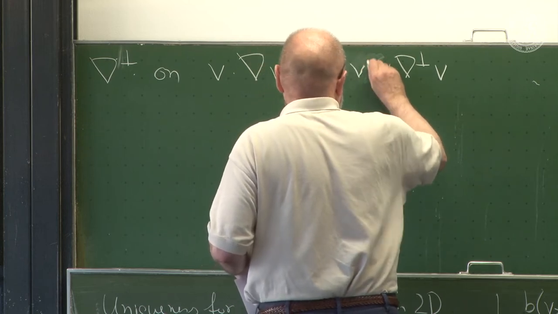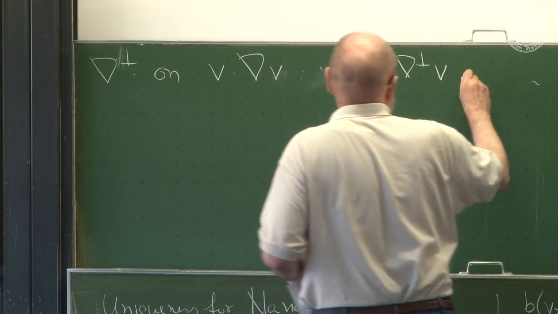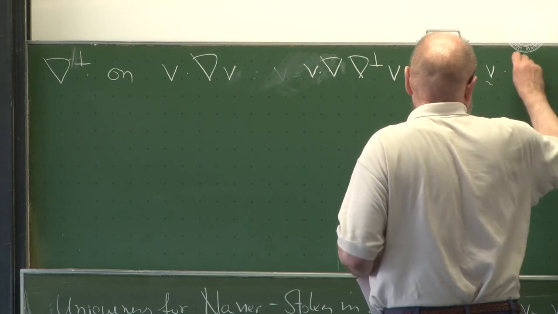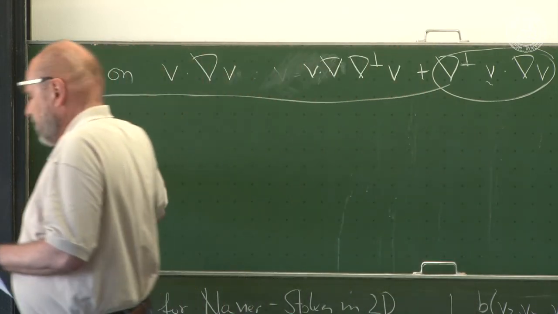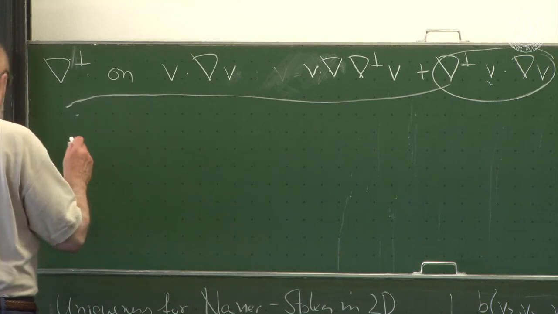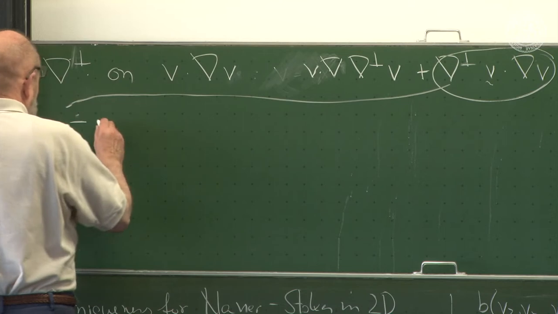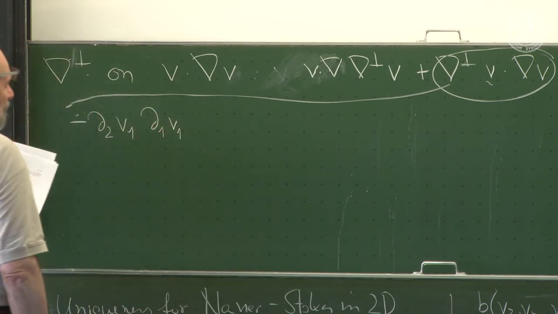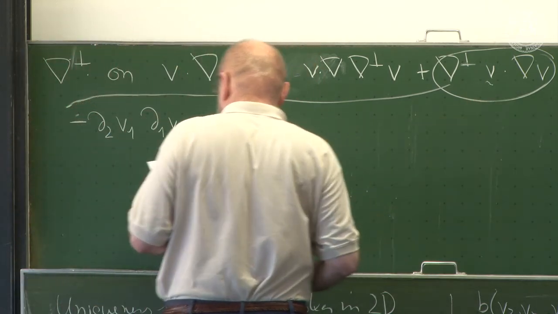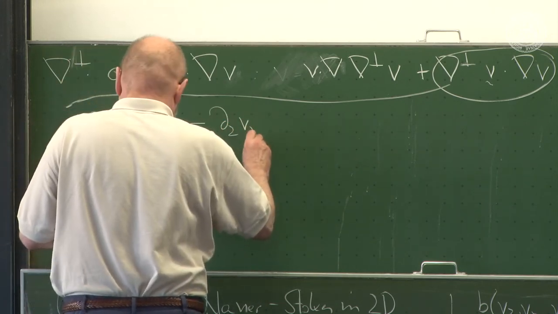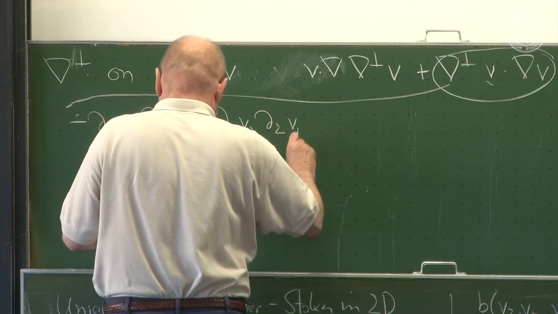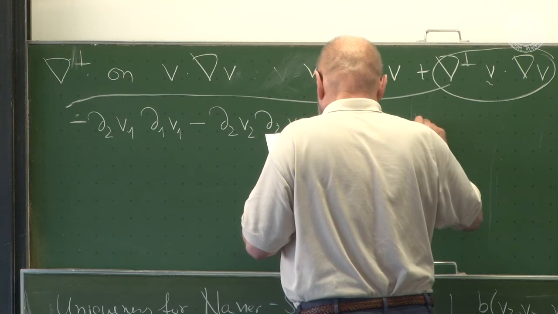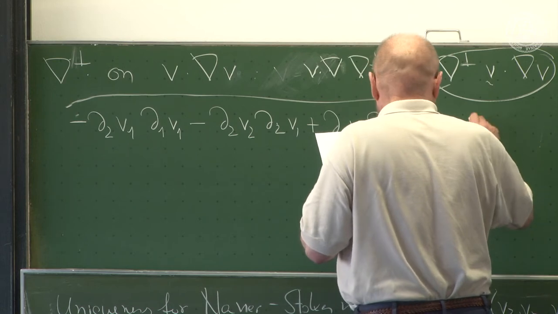We put it on this term, and we put it on the first term. So let's see what this term is. If you write this out, so what is this? This is the second derivative minus the second derivative. That's what we start with on V1 times the first derivative of V1, minus the second derivative on V2 times the second derivative of V1, plus the first derivative of V1 on the first derivative of V2, plus the second derivative of V2, second derivative of V2.